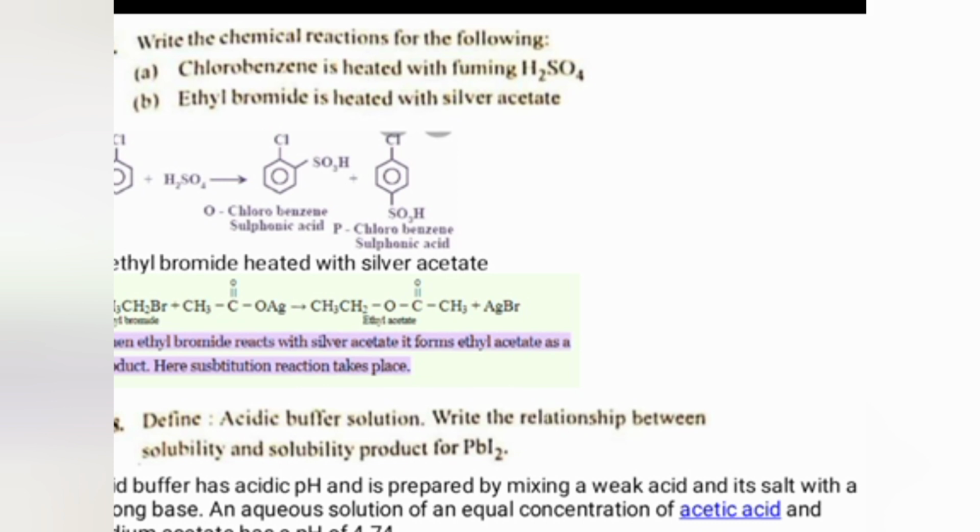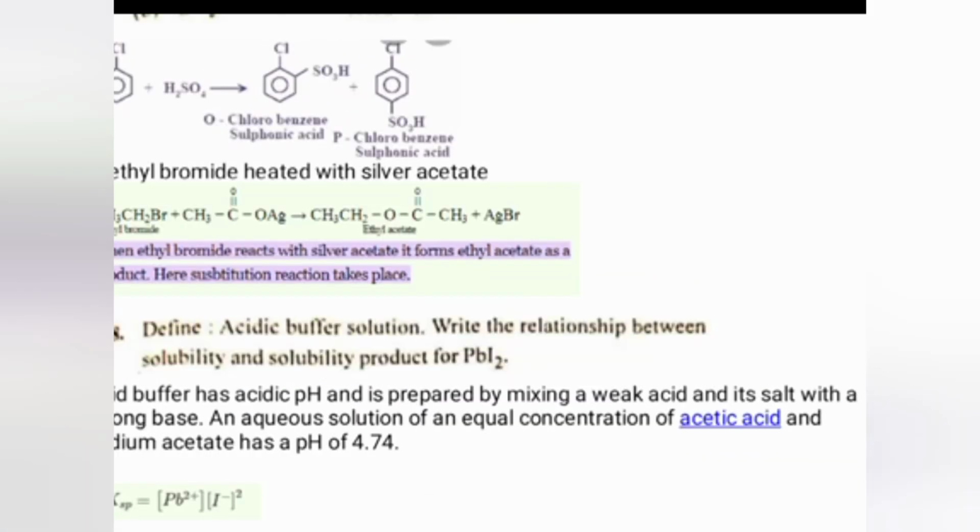Ethyl bromide heated with silver acetate. Ethyl bromide when heated with silver acetate forms ethyl acetate as a product. This is a substitution type of reaction, with AgBr as a byproduct.